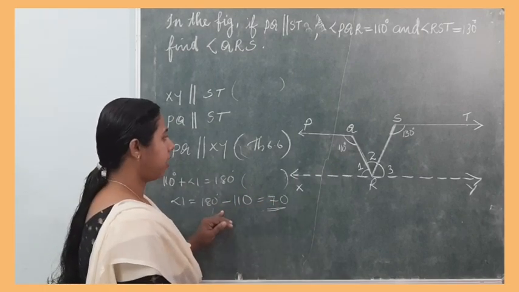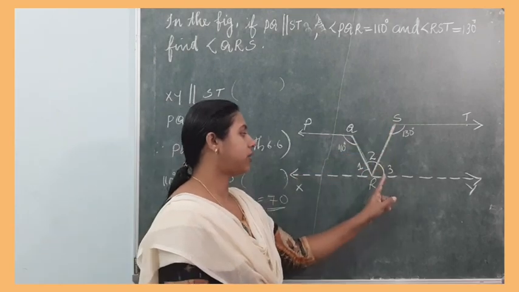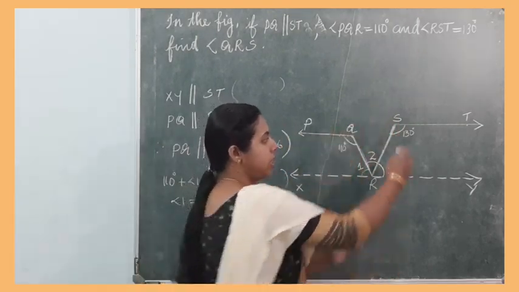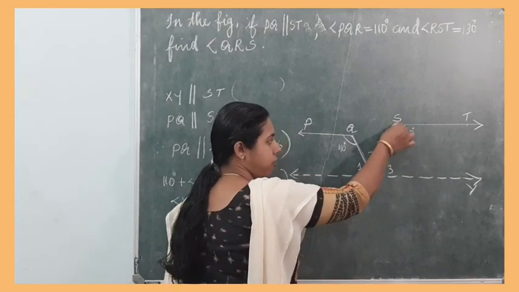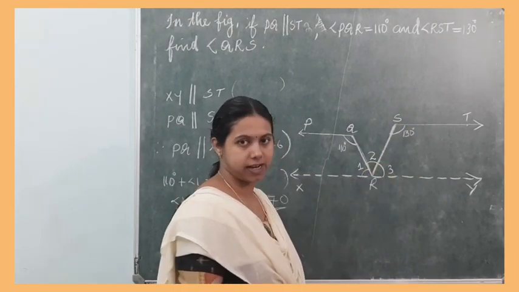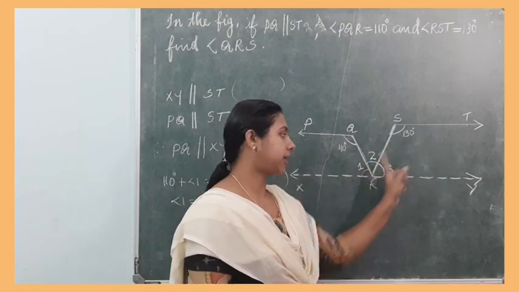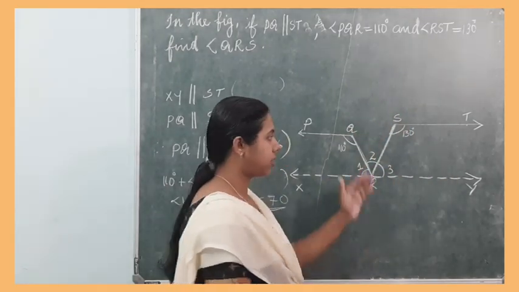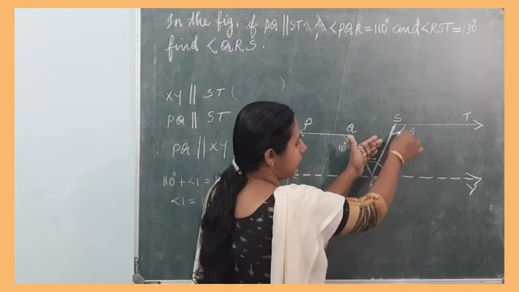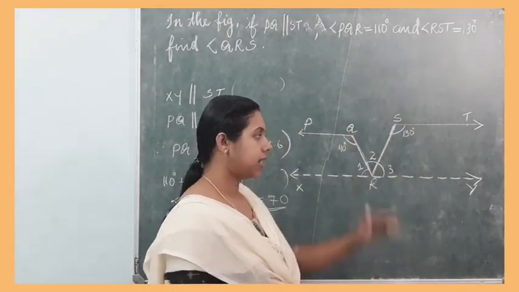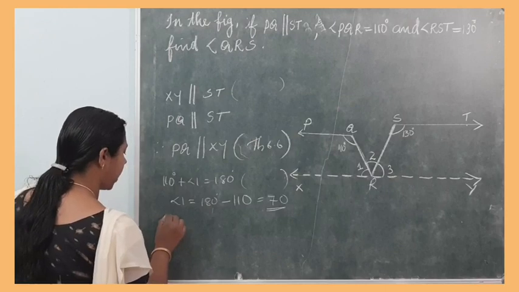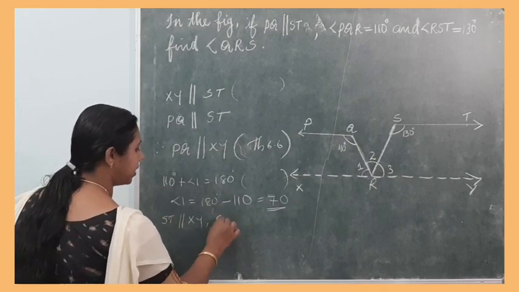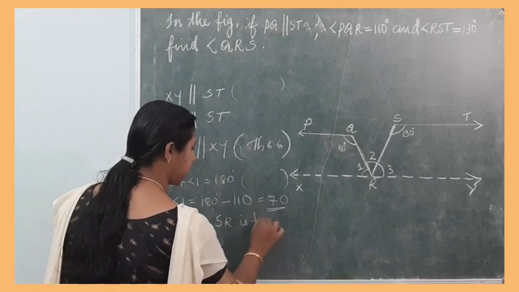And the same way, ST parallel to XY. We already constructed XY parallel to ST. So these two lines are parallels. Therefore, SR is the transversal. These are the parallel lines and SR is the transversal. So sum of these two angles is equal to 180 degree. So we can write here ST parallel to XY and SR is transversal.